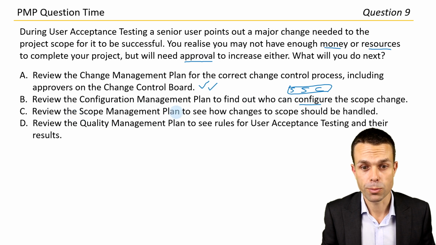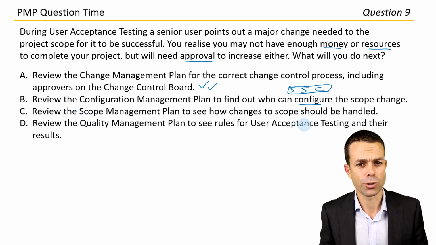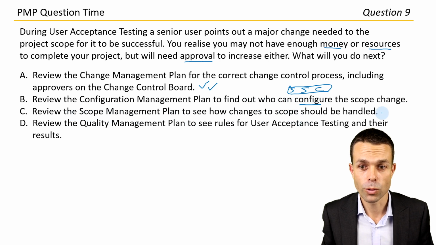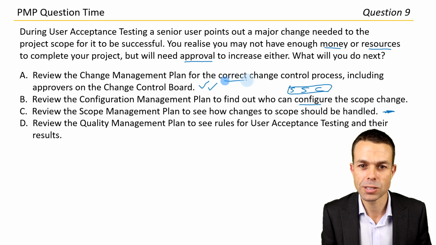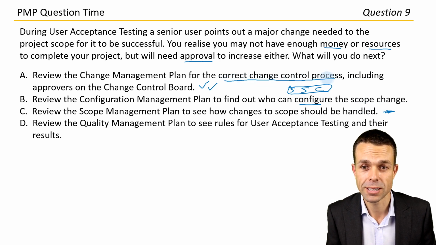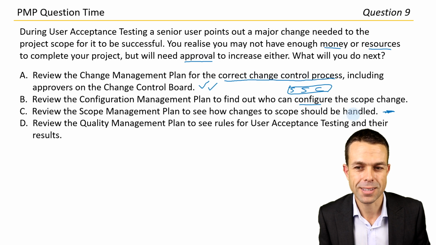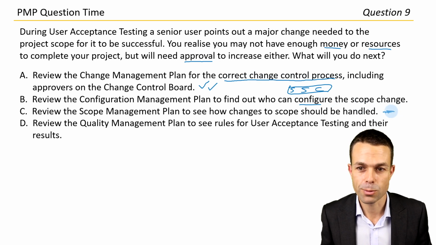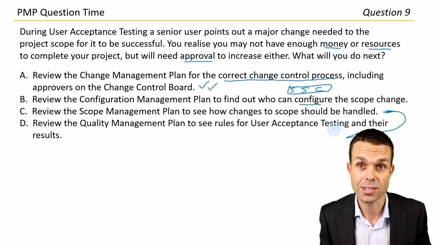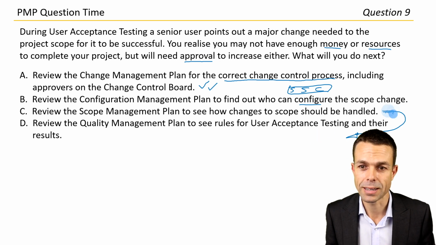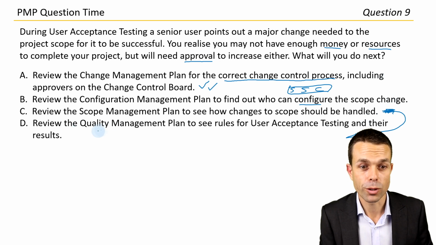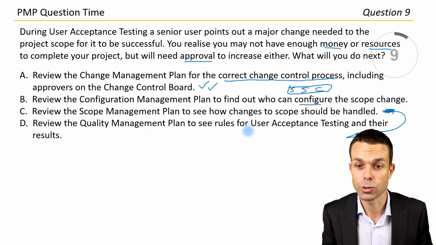Review the scope management plan to see how changes to scope should be handled. That is also a good one. This is very tricky, but I think because we're talking specifically about the change control process, I'm still going to stick with answer A. The scope management plan tells us how we manage the scope, including the change control process sometimes as well. So it could actually be C. They're both pretty good. Last one, review the quality management plan to see rules for user acceptance testing.